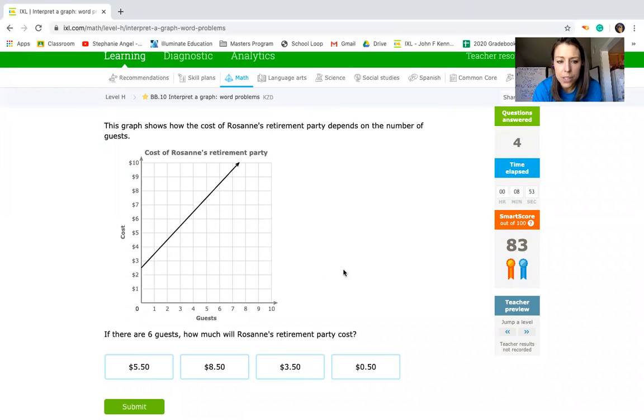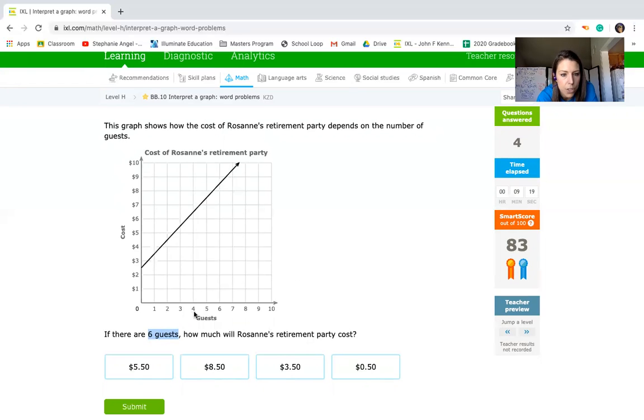All right. So let's look at this one here. This graph shows how the cost of Roseanne's retirement party depends on the number of guests. So you would think that this graph is going up because the more guests that you have at a party, the more expensive it's probably going to cost. So let's see, if there are 6 guests, how much will her party cost?